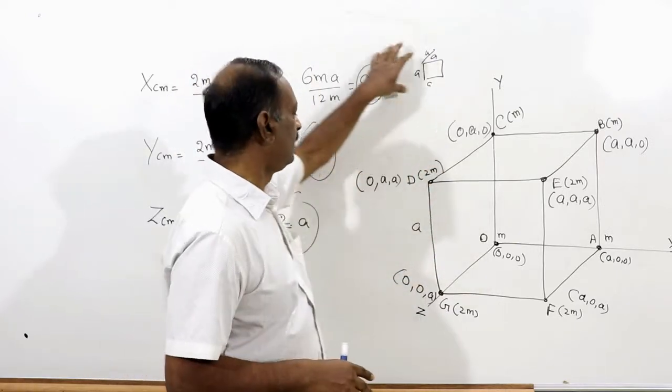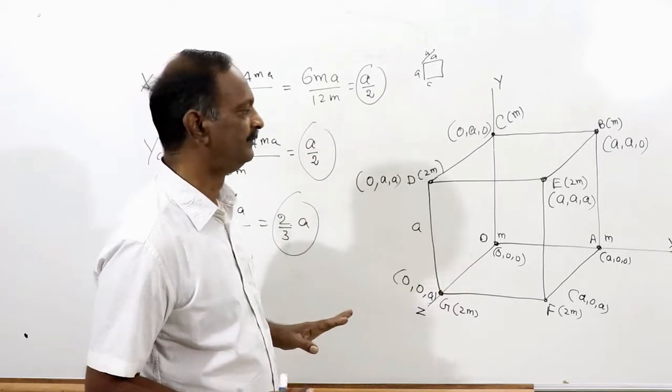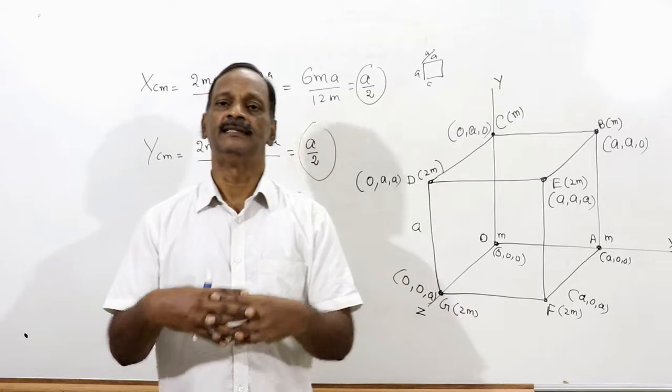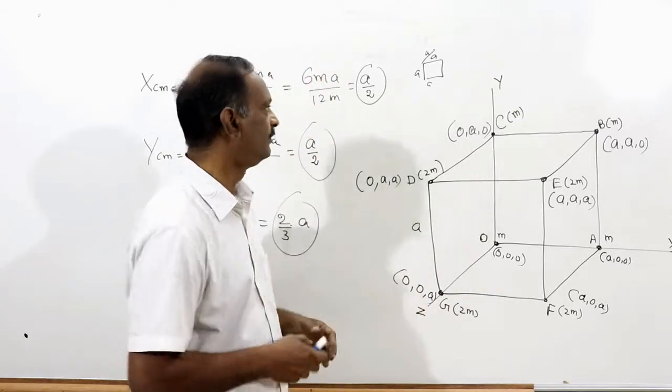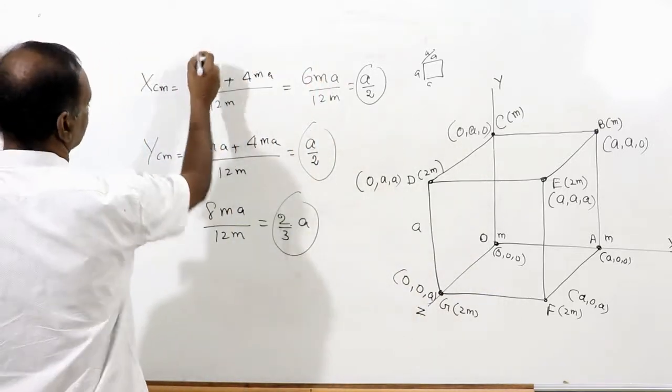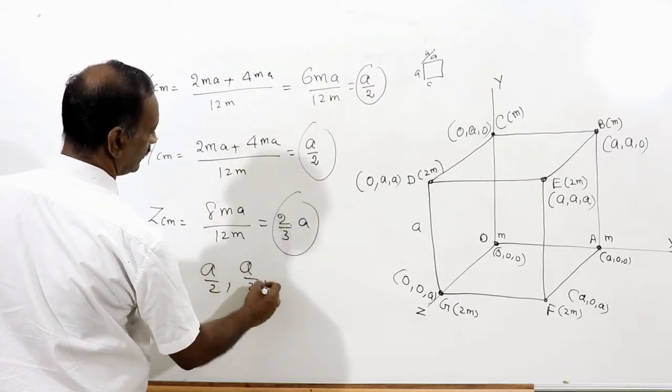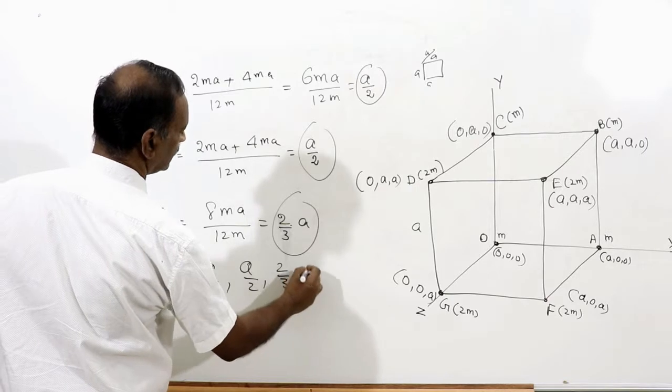All the mass, the total mass, concentrates at this point. So the center of mass coordinate is A by 2, A by 2, 2 by 3 A.